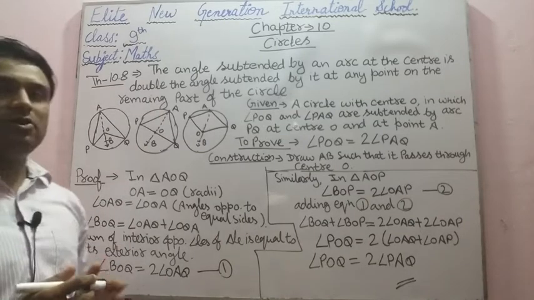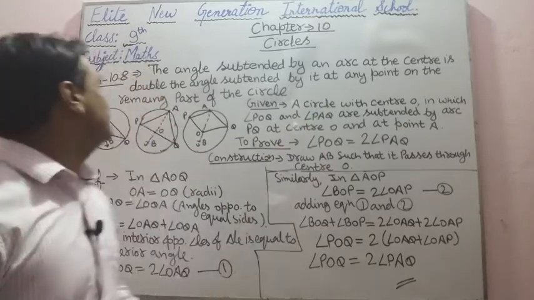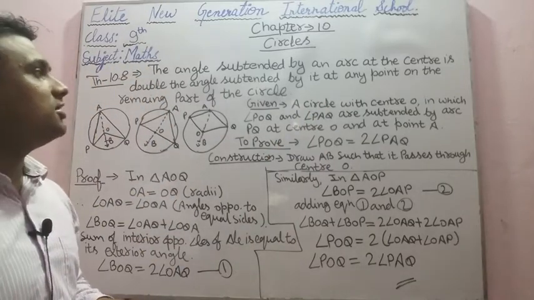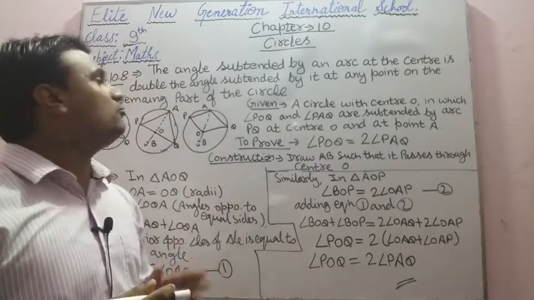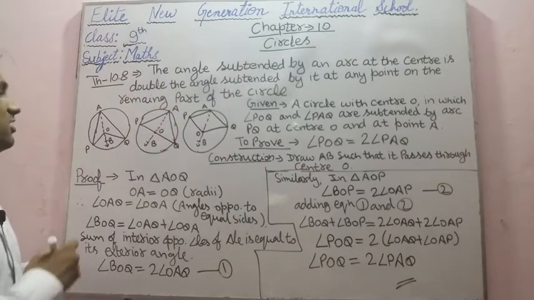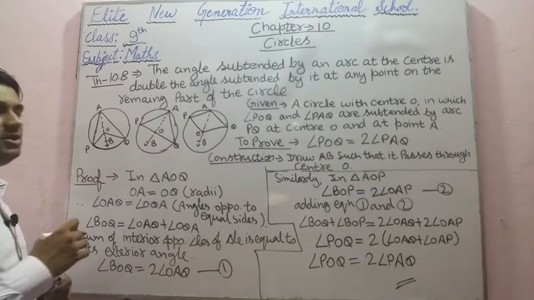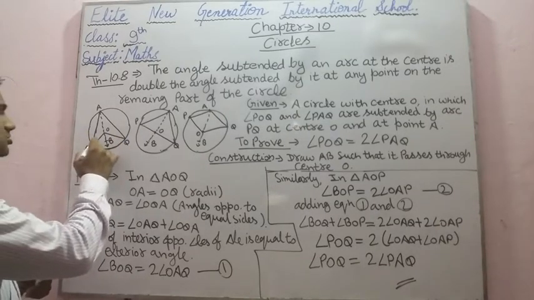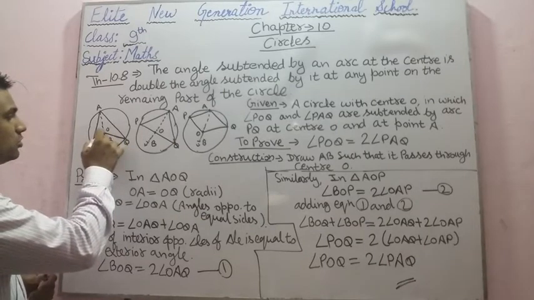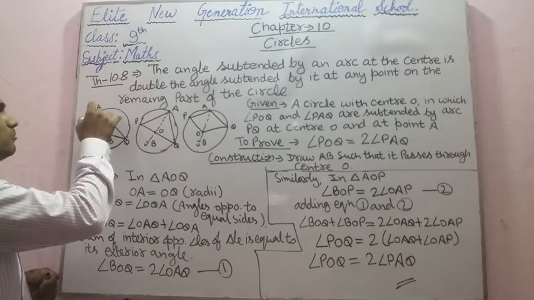The statement of this theorem: the angle subtended by an arc at the center is double the angle subtended by it at any point on the remaining part of the circle. That means if we have a circle and PQ is the arc, it subtends angle POQ at the center and angle PAQ at point A.